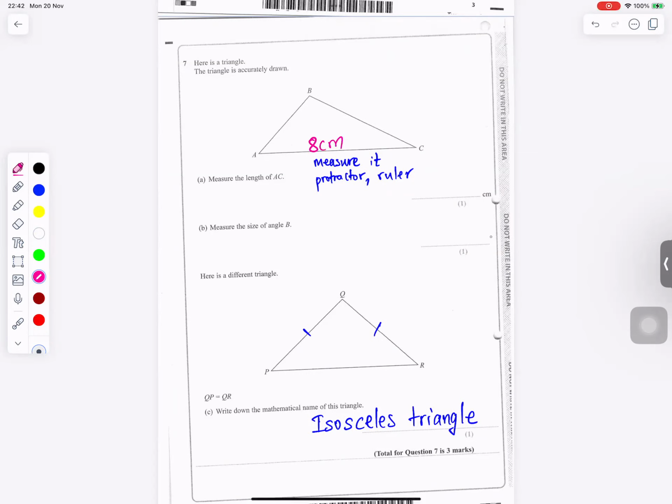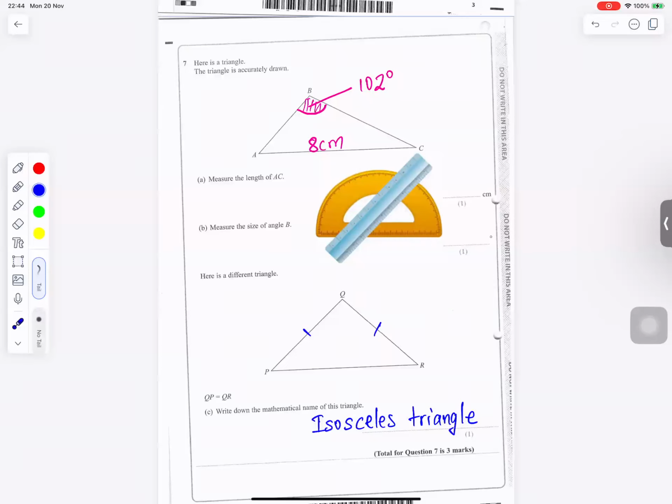Measure the size of angle B. Angle B, you use a protractor, and that could be, say, 102 degrees. And then here's a different triangle. Write down the mathematical name. It's an isosceles triangle. So you use a protractor and a ruler. The ruler will measure the length of the line. The protractor will measure the angle.